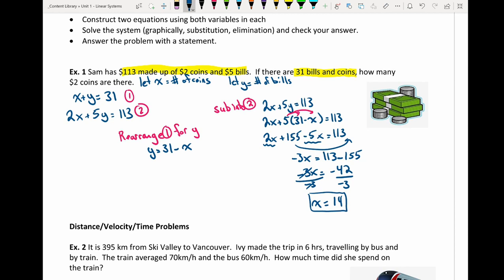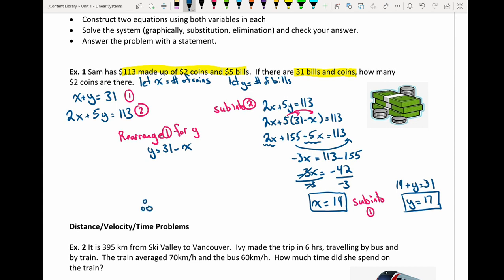So now I know how many coins there are, but because we're just going to go through and finish up the question, I'm going to sub this answer back into number 1. So I get 14 plus y equals 31, and I get y equals 17. We didn't need to do that based on the question, but it doesn't hurt to go through that full step, because that would be the full solution.